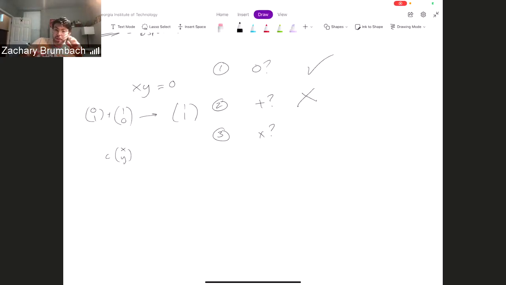This isn't just some random xy. So this gives us cx times cy, and we're asking, is that equal to 0? So it gives us c squared xy equals 0. Well, we know x times y already equals 0, so does this equal 0? Yes, it does, because that's c squared times 0, because we picked an x and y such that it satisfied the condition. So in this case, it is closed under multiplication, but it is not closed under addition, so it is not a subspace.